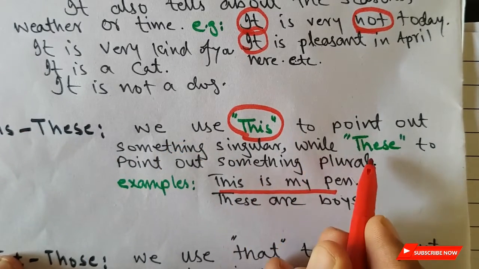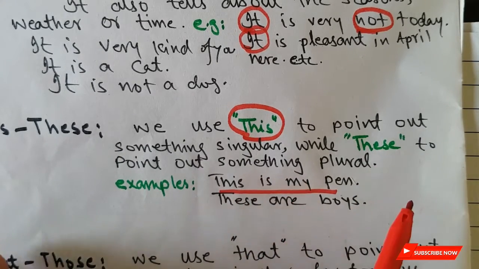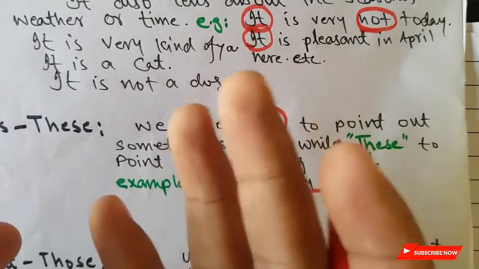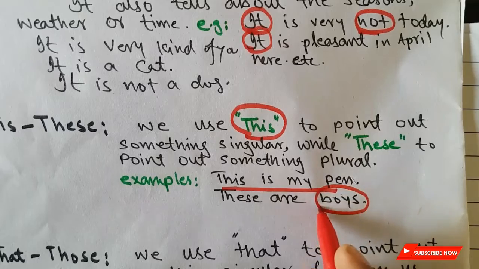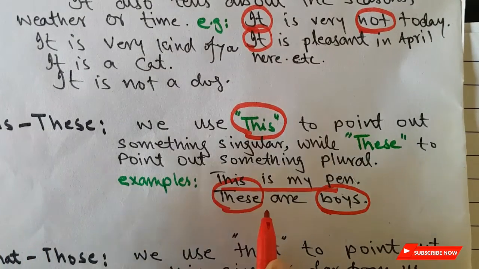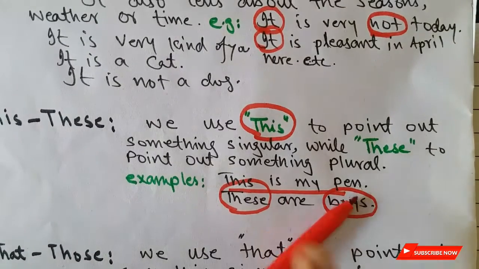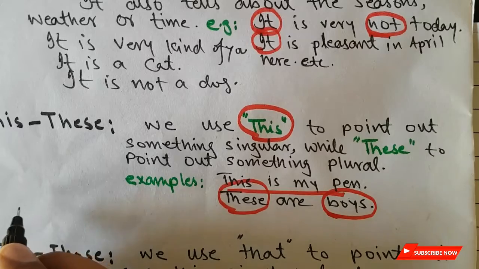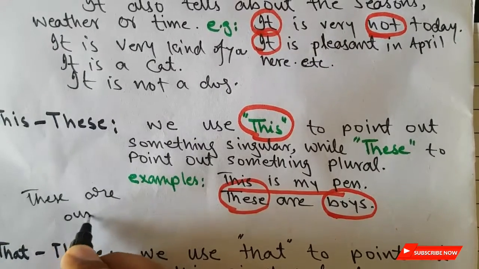While these is used to point out something plural near to us. For example, these are boys. These are boys. So here boys are plural and near to us. Therefore, we use the word these. I mean that if we want to point out something plural, we use the word these. Okay. Another example, these are our birds.